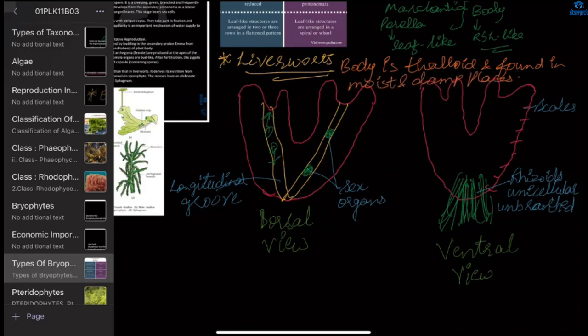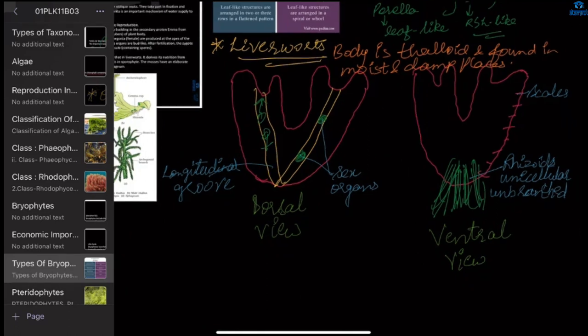Now I have already drawn the pictures just to make it easy. This one is the dorsal view, and this one is the ventral view of what? Riccia. This one is the figure of Riccia. So Riccia has two sides. If we see this dorsal view, they have both the male and female sex organ within the same plant. Means they don't have to move anywhere for the fusion. In one plant, both female and male sex organs will be found.